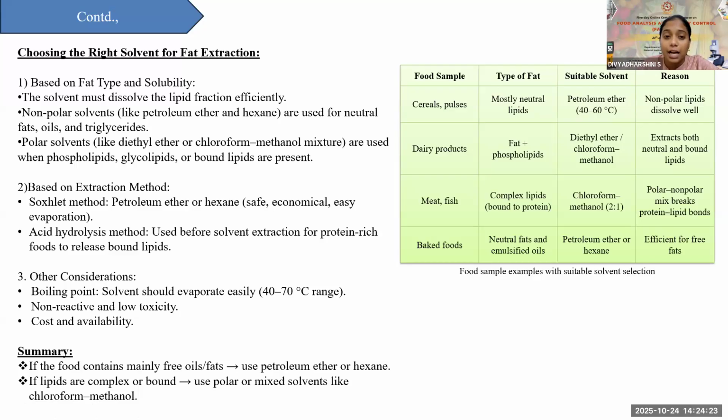Then dairy products, which are high in fat. The fat is also associated with phospholipids and carbohydrate, with the lipid attached to a carbohydrate tail. In that case, we can go with diethyl ether or a chloroform and methanol mixture.